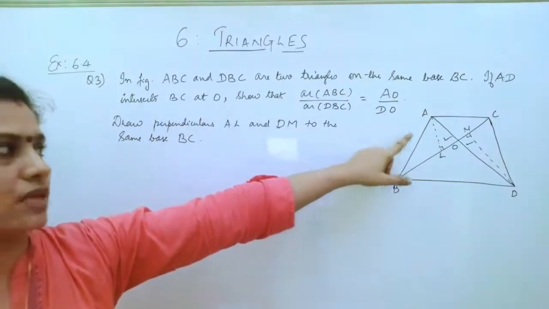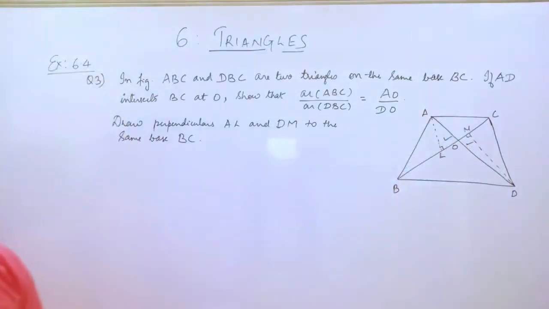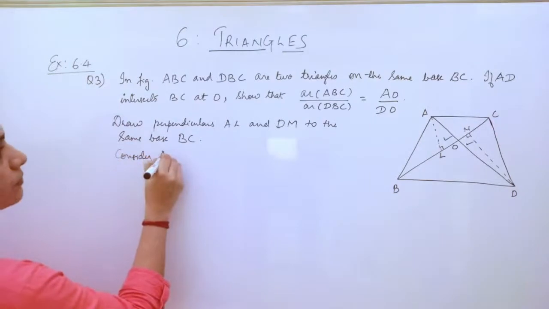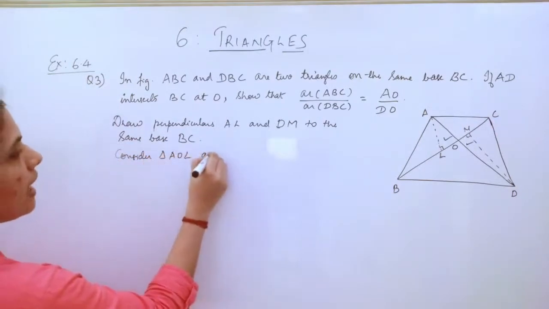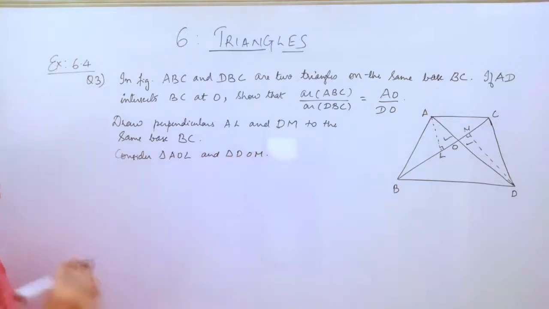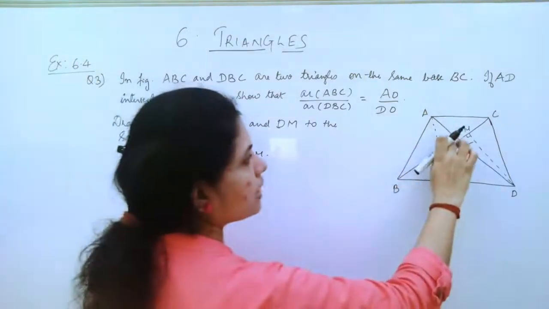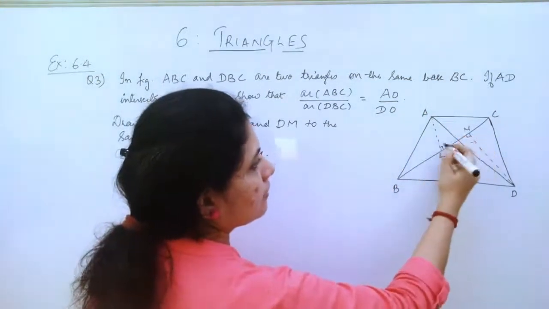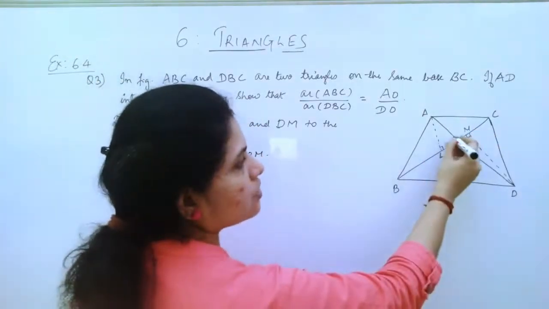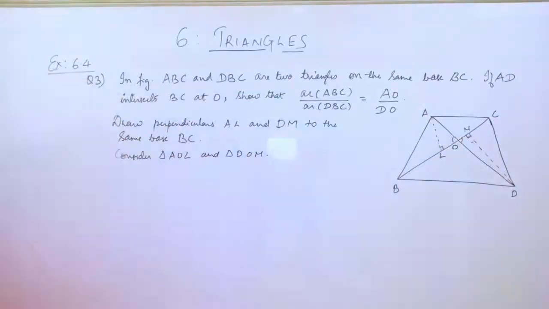So for that purpose we are just showing these to be similar. Okay, so consider triangle AOL and triangle DOM. Now what all things you will get from these two triangles in order to make them similar? One angle is common for both, that is 90 degree, and you can use this vertically opposite angle concept also. Okay, so from AA similarity you can say that the two triangles are similar.